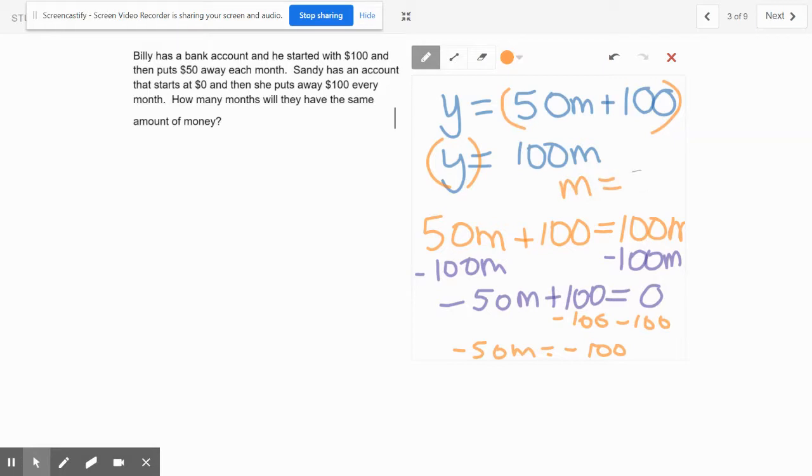How many months will they have the same amount of money? 2. And how much money will it be? Well, if you plug in 2 here, 2 times 100 would be $200. But it's only asking about how many months. It's not asking about how much money, right? But if it said how much money will they have, how much money will be the same, you could say it was $200. Okay. That one was kind of tough. You just have to know how to set it up.